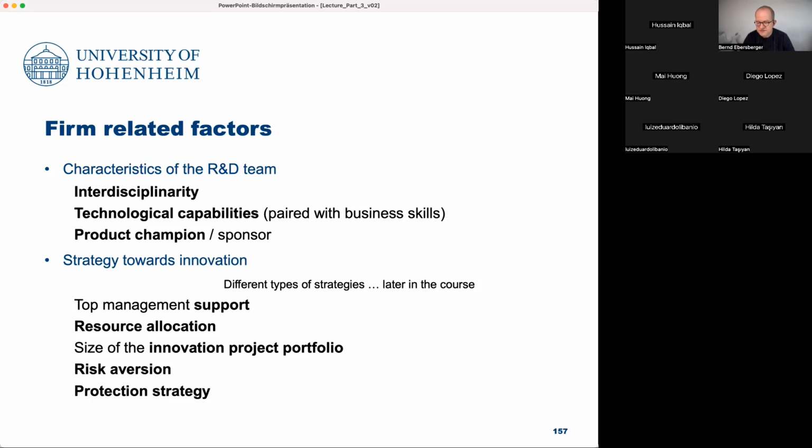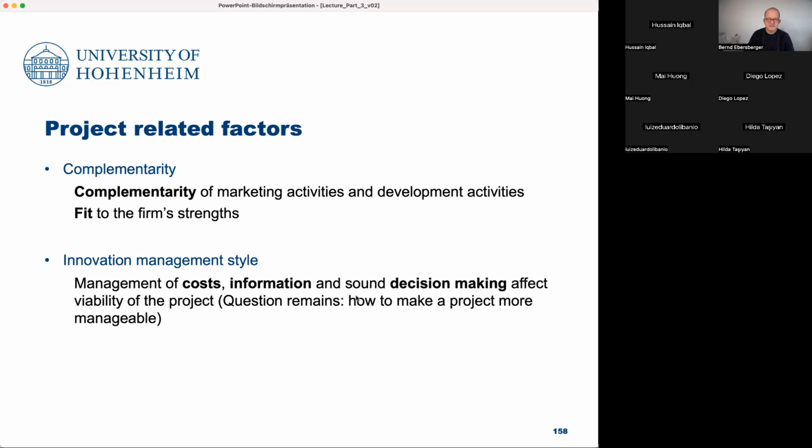So strategic support for innovation is important. Resource allocation, which comes from the strategy, is important. The amount of risk that you want to take in a company is important for technological success. And of course, the protection strategy. How do you make sure that your competitors are not benefiting from your innovation ideas? And of course, you need projects that fit your firm strength, your strategic capability, your strategy.